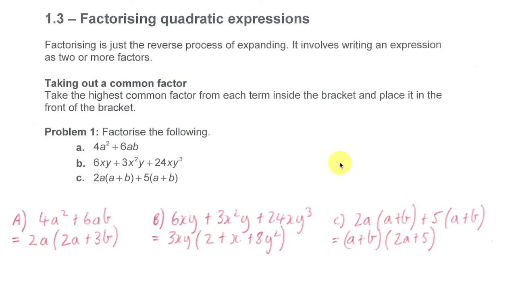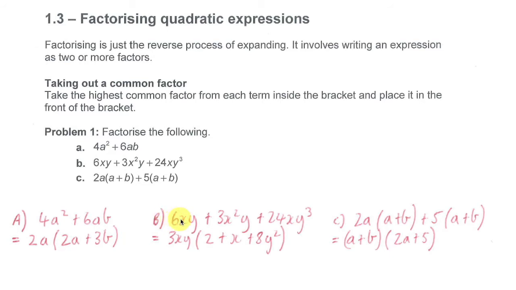Looking at factorising quadratic expressions. Firstly, let's look at the idea of taking out a common factor. So for a, we've got 4a squared plus 6ab. Obviously 2 is common to the numbers, and we've also got a being common to the variables here. So we'll take out 2a. So 4a squared divided by 2a will leave me with 2a, and 6ab divided by 2a will leave me with 3b.